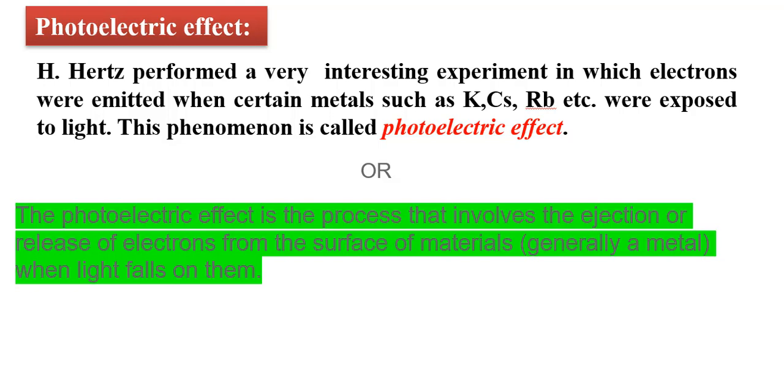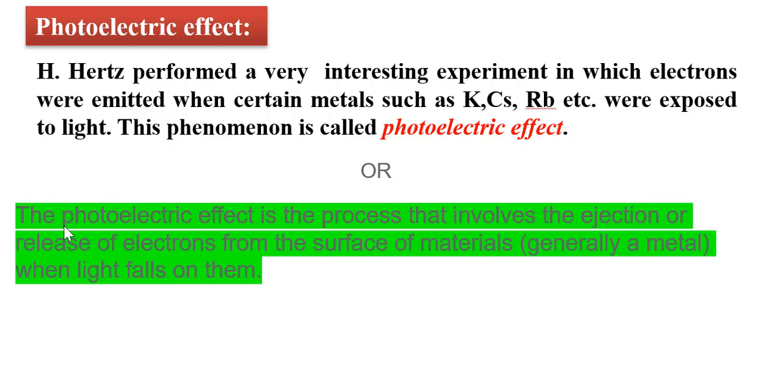Today's topic is the photoelectric effect. What is the photoelectric effect? Hertz performed a very interesting experiment in which electrons were emitted when certain metals such as potassium, cesium, rubidium, etc. were exposed to light. This phenomenon is called the photoelectric effect. What is the meaning? When light is exposed to these metals, they eject some electrons. This phenomenon is known as the photoelectric effect.